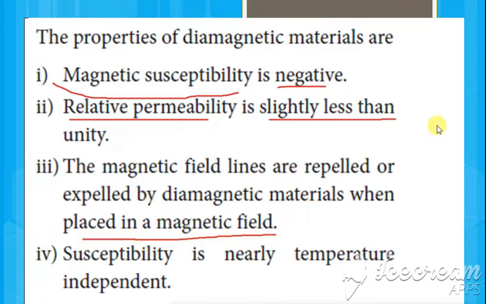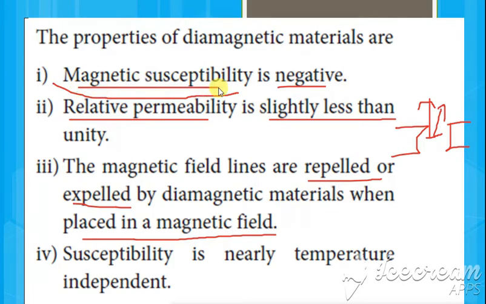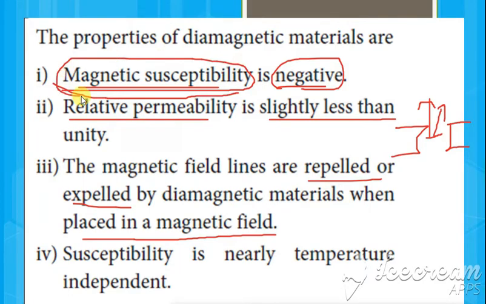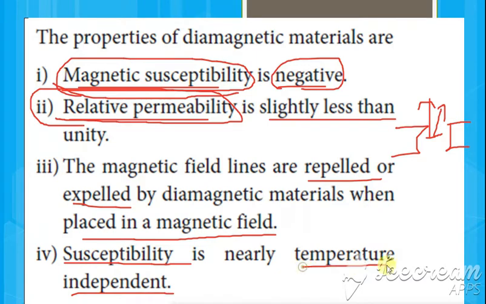So when you place it in the magnetic field, what happens is it is either repelled, meaning it goes out, or it is expelled, which also means it is going out. So the first one is that susceptibility is negative. These are the points which are common for all three: susceptibility, relative permeability, and so on. Next, susceptibility is nearly independent of temperature.